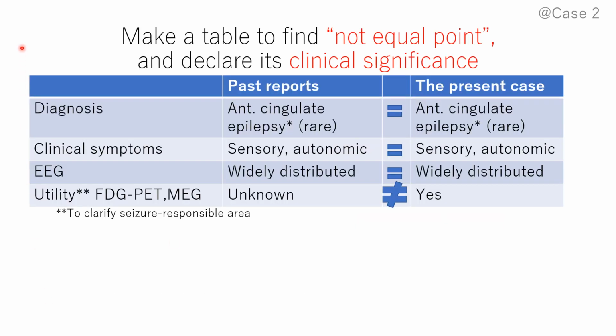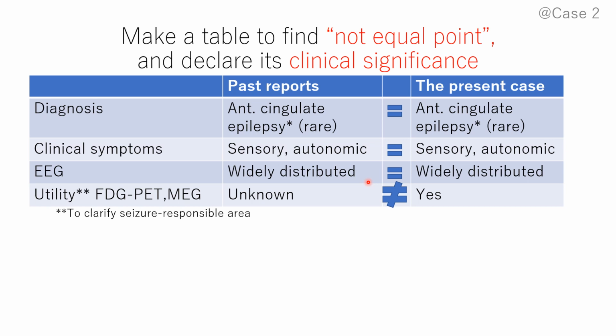So about this case, make a table to find the not-equal point and declare its clinical significance. The present case is anterior cingulate epilepsy. Actually, this is a very rare type of epilepsy. The clinical symptom is a sensory seizure and autonomic seizure, and the EEG was widely distributed. These facts are consistent with the previous report.